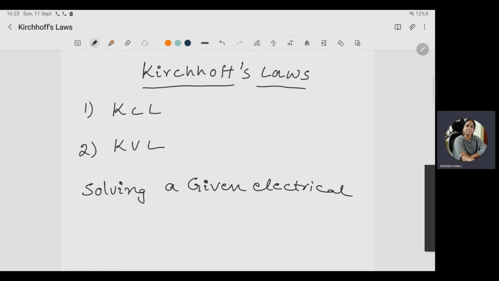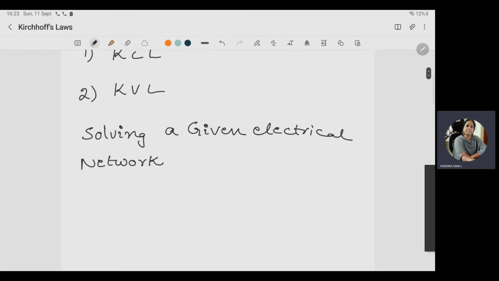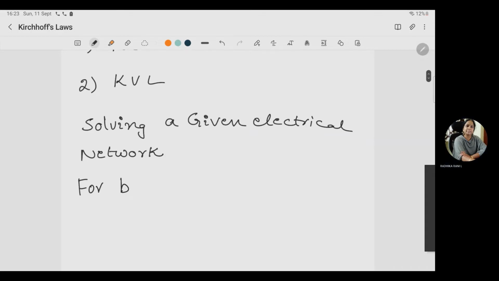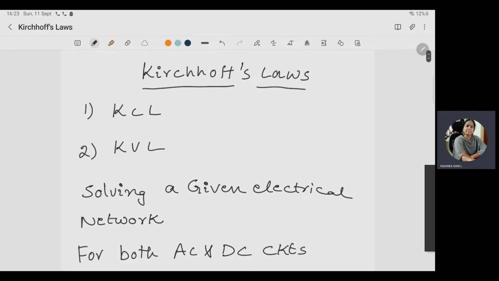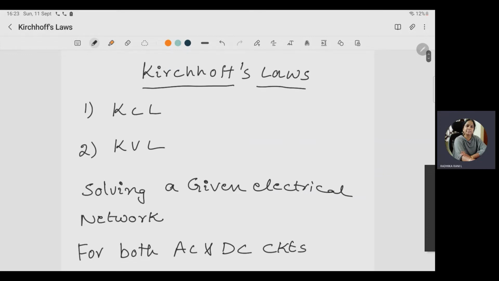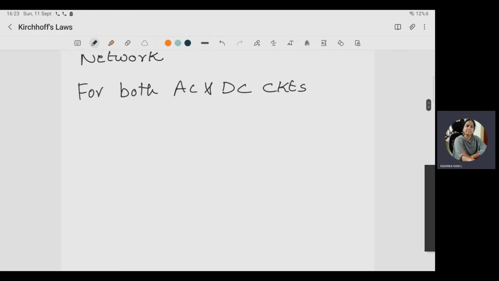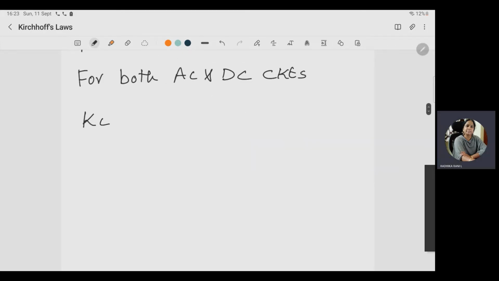These laws are applicable for both AC and DC circuits. If the input is AC or DC, we can apply KCL and KVL, Kirchhoff's current law and Kirchhoff's voltage law. First, we'll discuss in detail about KCL.